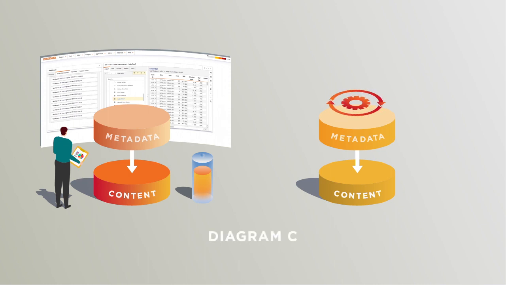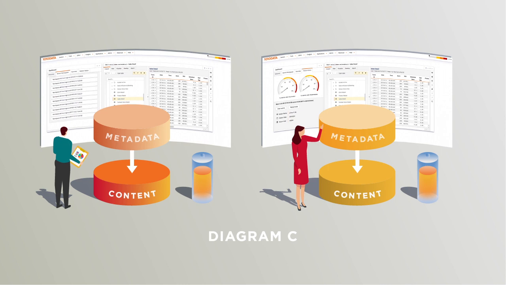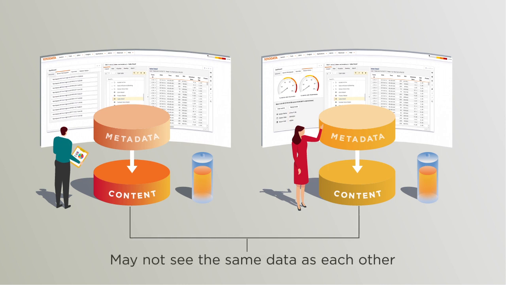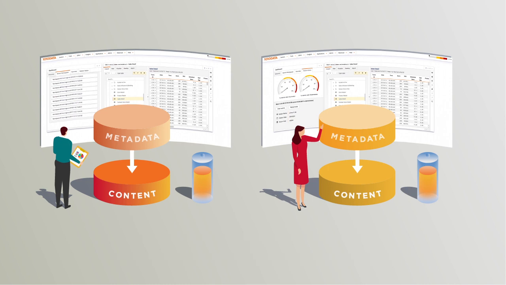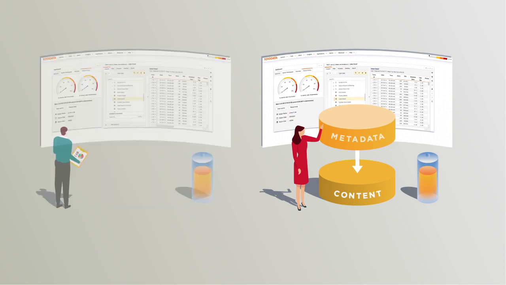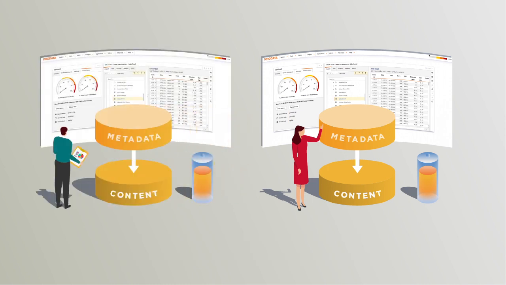Now to diagram C. User 1 works with his consistent data version. User 2 logs in after a data update and sees the latest data. User 1 and 2 see views of the data that is consistent for them, so they may not see the same data as each other. User 1 logs out and then back in. Now he receives the new data.